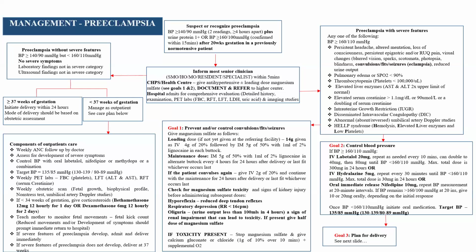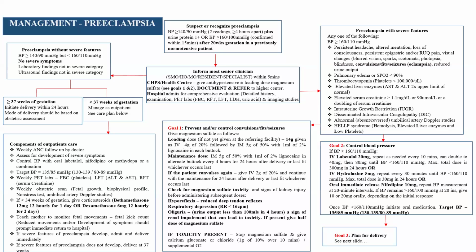So the management is in 3 goals: goal 1, goal 2, and goal 3, which we'll go into very shortly. Goal 1 is to prevent and/or control convulsions, fits, or seizures. The first line is to give magnesium sulfate as follows: the loading dose, which is given if it has not already been given and documented at the peripheral setting before referring to the higher center. It's given as 14 grams: IV 4 grams of 20%, followed by IM 5 grams of 50% with 1 ml of 2% lignocaine in each buttock.